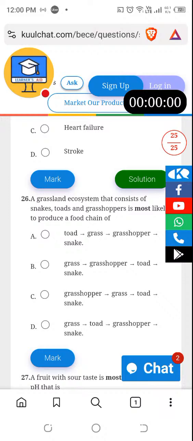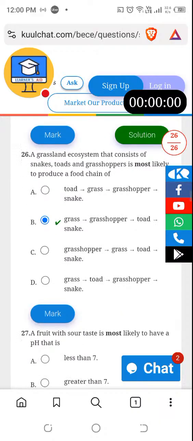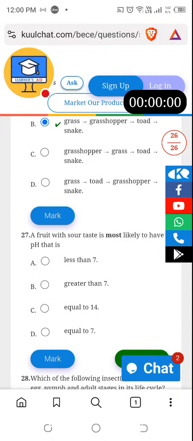So we have grass coming first, and the grasshopper is next. So it should be B. Good. Yeah. So this tests our understanding of food chains. Yeah, food chains, the basic feeding relationship in the ecosystem.